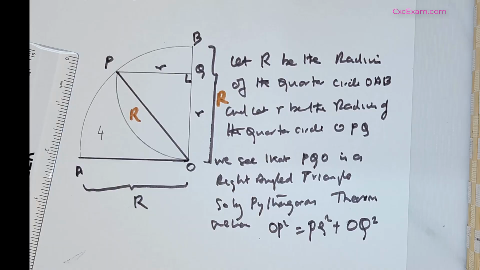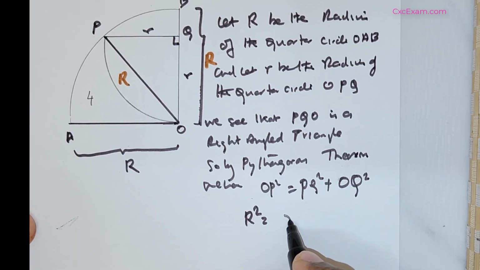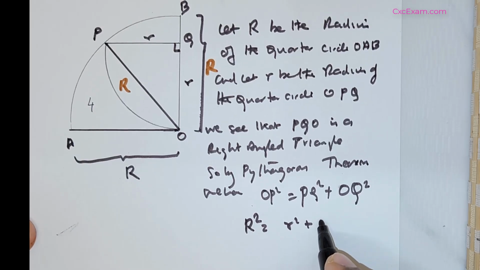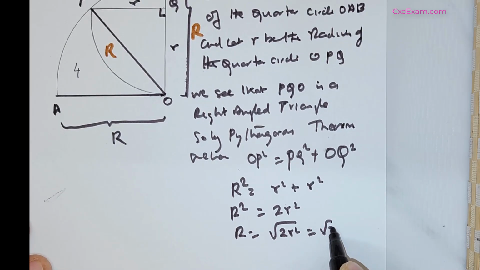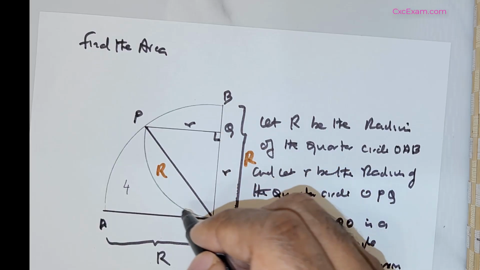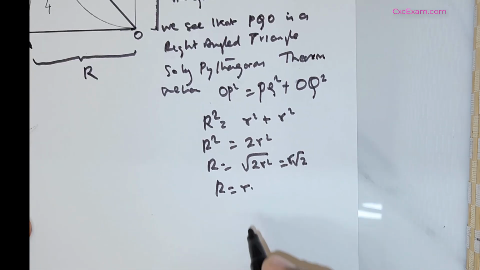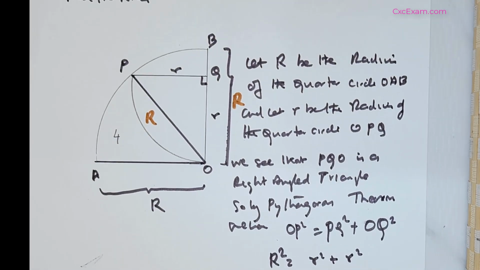So by the Pythagoras formula which we have here, OP squared, so I get capital R squared is equal to PQ squared, r squared, plus OQ squared, which is again r squared. So this is 2 times r squared is equal to capital R squared. So capital R is equal to the square root of 2 times r squared, which is nothing but root 2 times r. So this is the radius expressed. That means the circle OAB is represented in terms of OPQ. So capital R is equal to r times the root of 2, right?